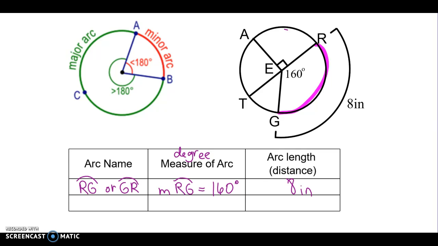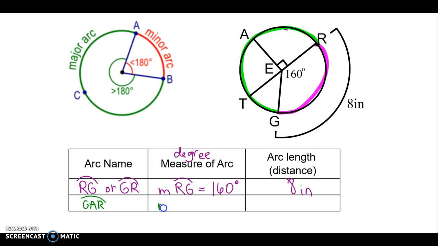Now let's look at the arc going the opposite way around the circle, so that green arc. RAG, RTG, GTR, GAR. Any of those names would work. So I'm going to go with GAR. As long as it starts with G and ends with R, or starts with R and ends with G, either one of those works. Could be RAG.